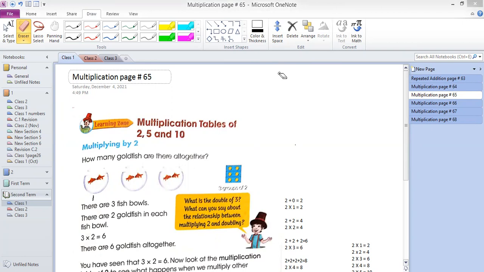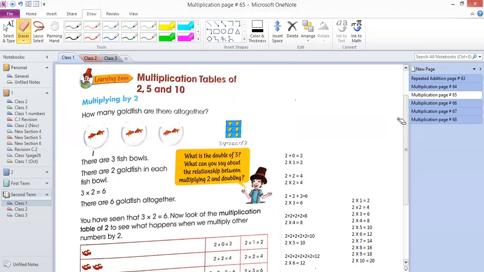Okay, that's very good. The topic is multiplication tables of 2, 5, and 10. In this topic, we are going to learn about the tables of 2, 5, and 10. And we'll see the importance of the tables. I'm going to read it, guys.